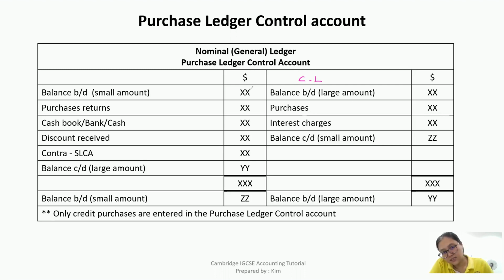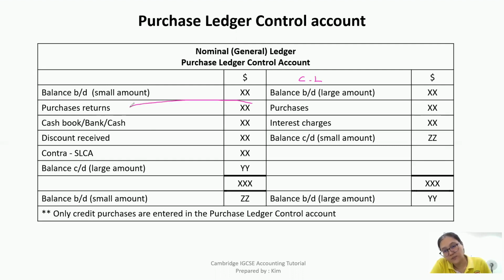Take note, all these accounts are fixed. It will not change the other way, so only the amount changes. Interest charged means the supplier charges us interest. At the end of the year or end of the month, a balance carried down of a small amount means that the supplier is owing us money. The balance brought down, this small amount, is from the last year or last month.